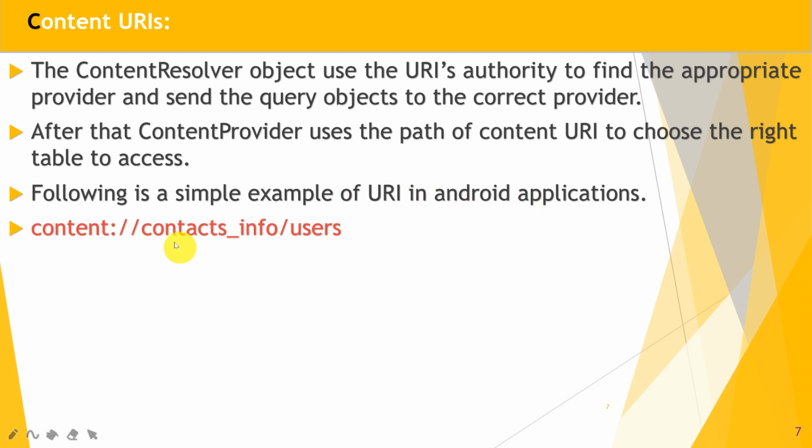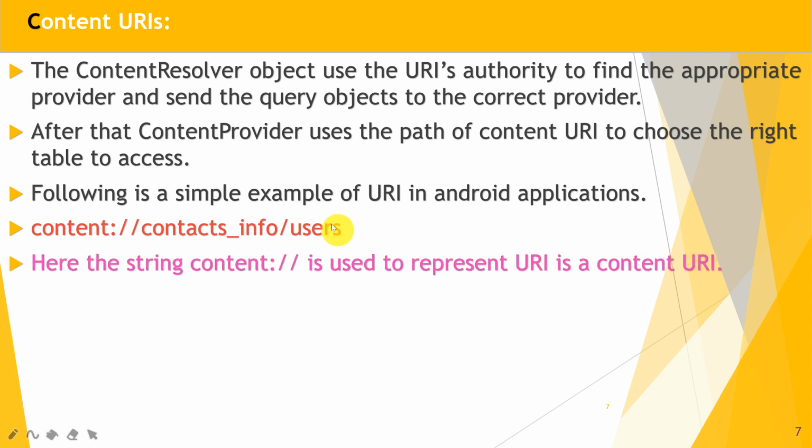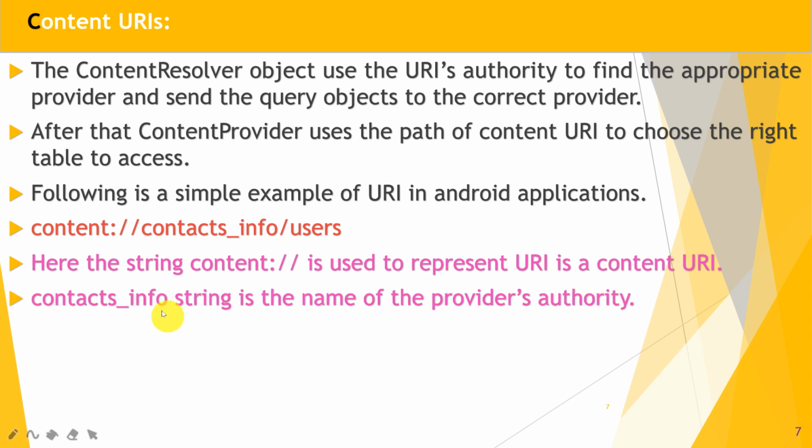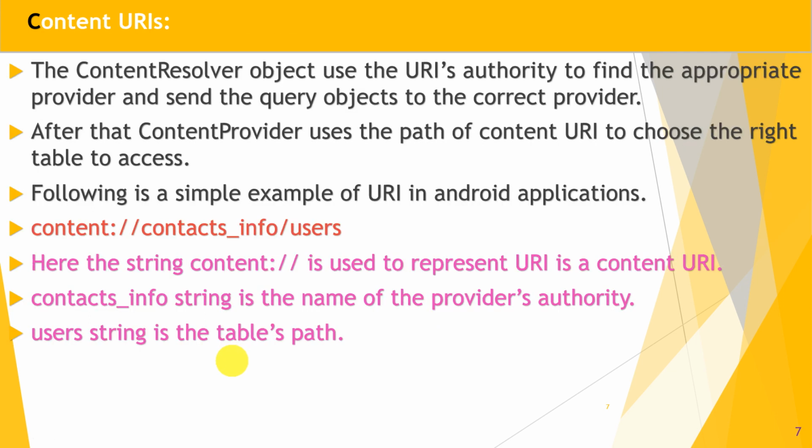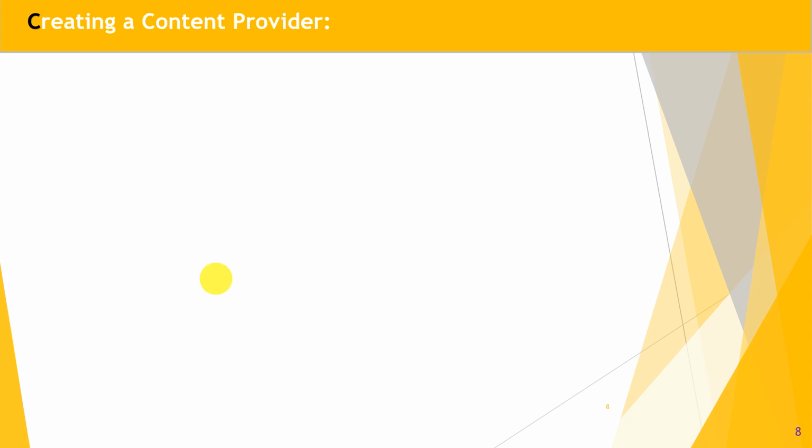So content://contacts info/users. Here the string content is used to represent a content URI. The contacts info string is the name of the provider's authority. Users is the string, that is the table's path or table name. Great. Guys, hope you understand this content URI. Great. So move to the next part.